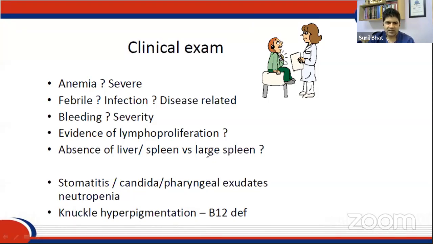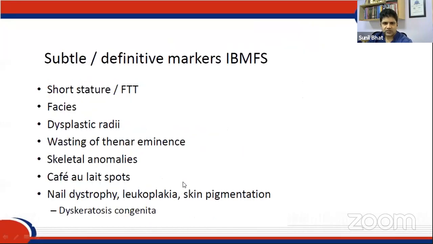We also have to look at evidence of lymphoproliferation by a good examination of the lymph nodes all over the body. You have to look at the liver and spleen, the size and span of the liver and spleen, and if the spleen is large, how large is it? We have to look at features of other infections like Candida, stomatitis, exudates, which is kind of indirect, but it can lead to a diagnosis. And knuckle hyperpigmentation: in India, we still see patients with vitamin B12 deficiency present with pancytopenia. So a good clinical examination is very, very important, is what I'm trying to say here.